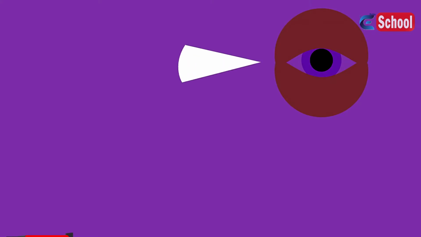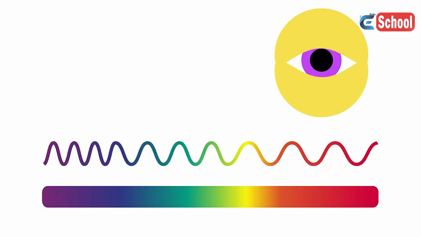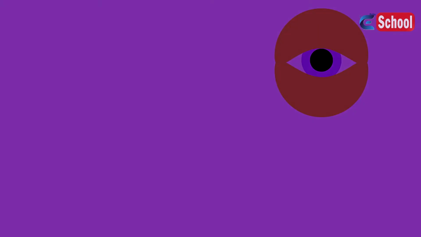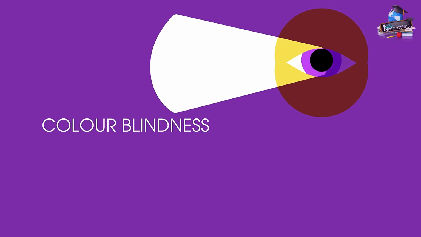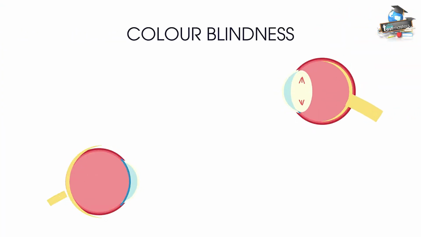Sight is the detection of light by our eyes. The different wavelengths of visible light give rise to different colours when interpreted by our brain. This video will discuss 4 vision problems: colour blindness, glaucoma, cataract, and diabetic retinopathy. So let's start with colour blindness.